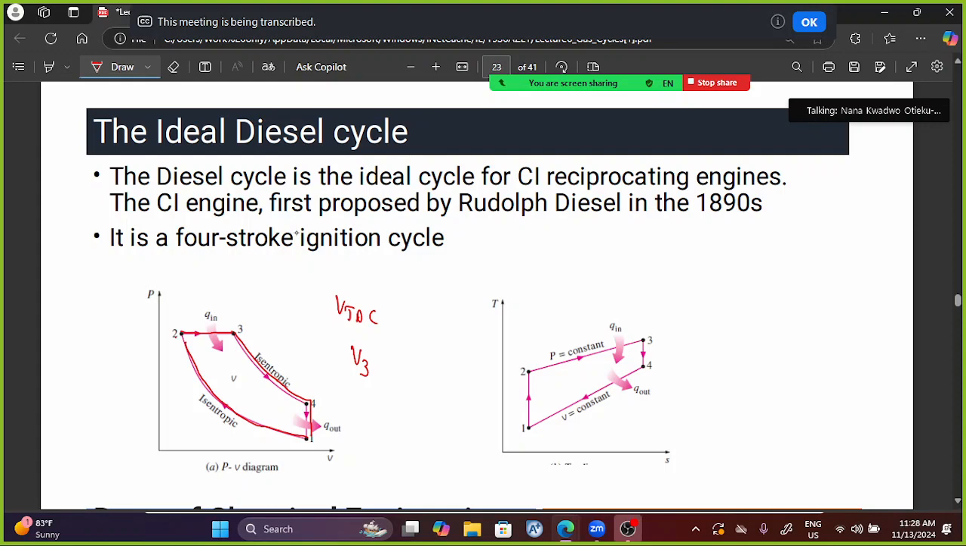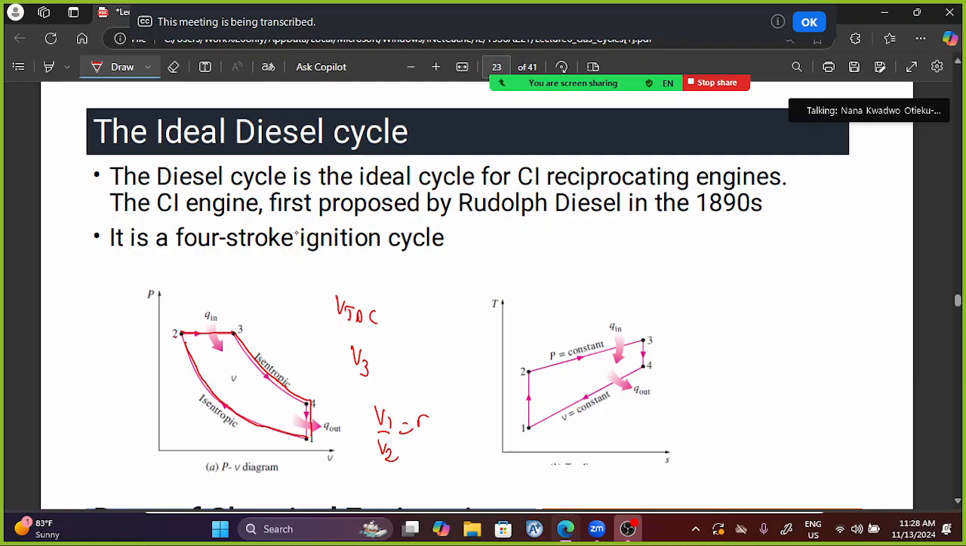So one thing to note, when we have our V1 over V2, that was our compression ratio. And now we have a new relation as well, and that is going to be, I think, V3 over V2. And that's what we call the cut-off ratio. Cut-off ratio because it's the point at which we stop adding fuel. So we cut off the flow of fuel. So that volume is dependent on how much fuel we are adding. If I add fuel to a certain degree, I'll increase the volume to a certain degree. The moment I stop adding fuel, that becomes the cut-off ratio.